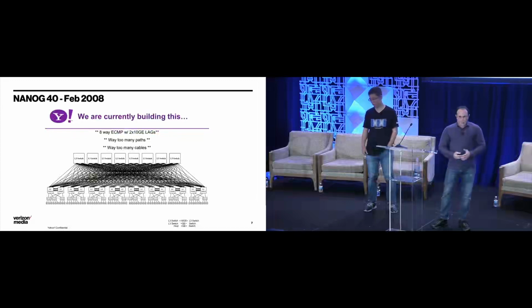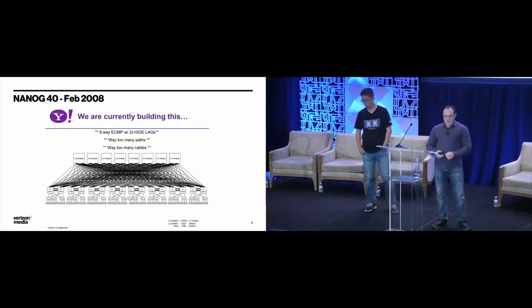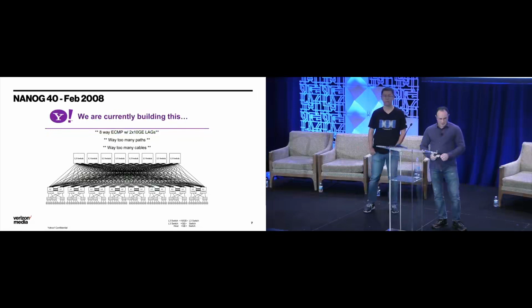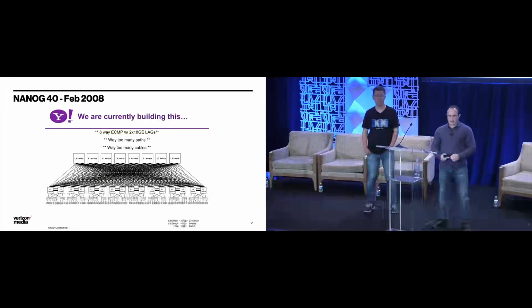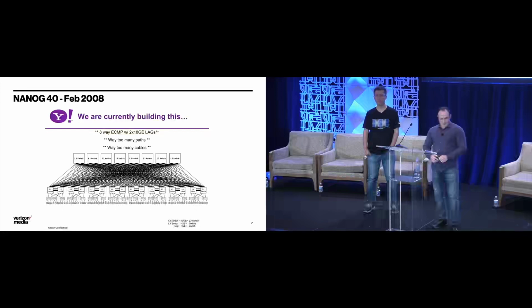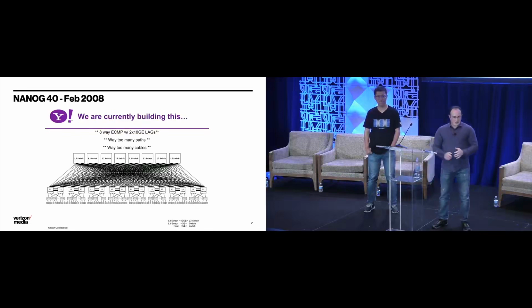As we were putting this presentation together, I found this slide deck that I used in 2008 at NANOG 40, where we were talking about the need for 100 gig. And this is what we were building back in 2006. I look back on this and think, wow, we were saying that this is way too many paths, way too many cables in 2006. Boy, did we not realize what we're going to build today.